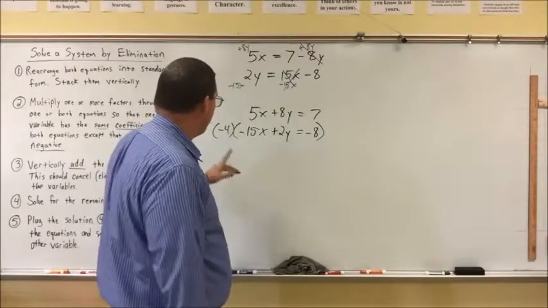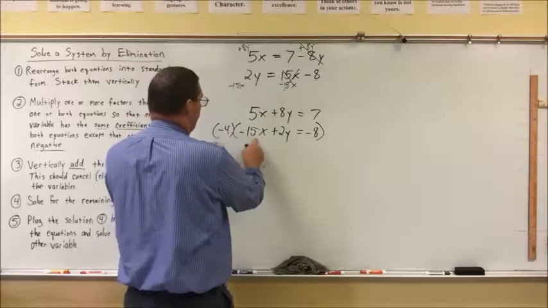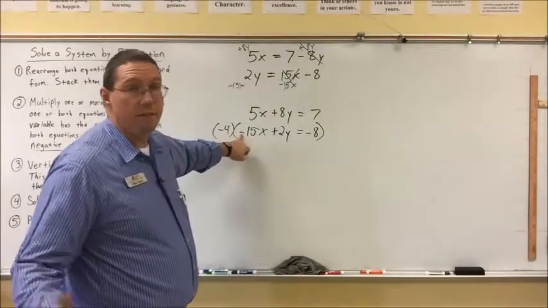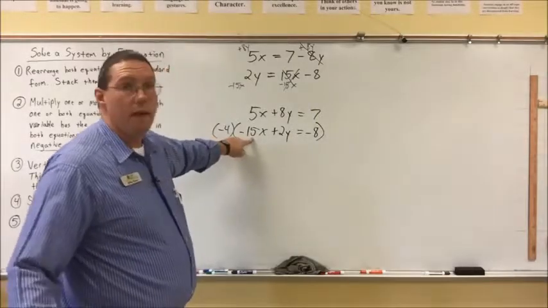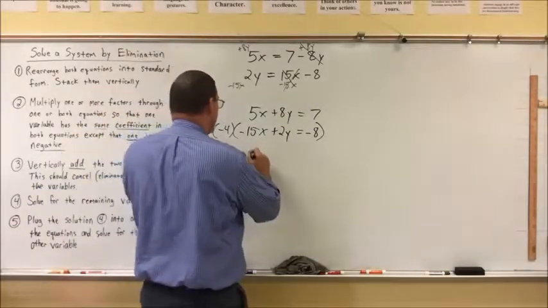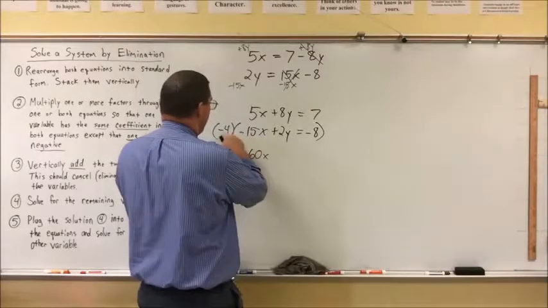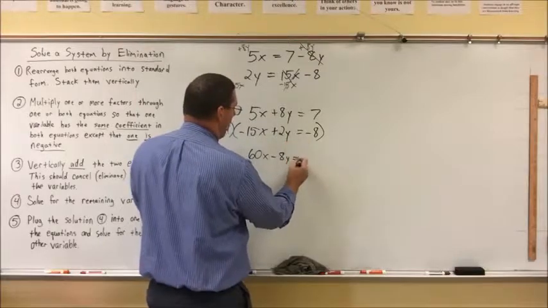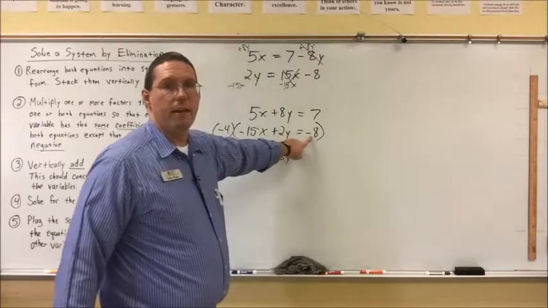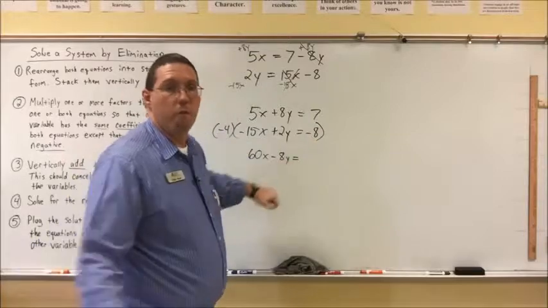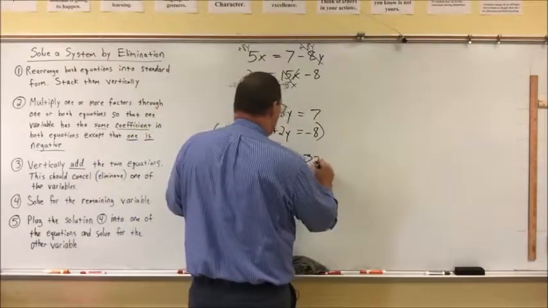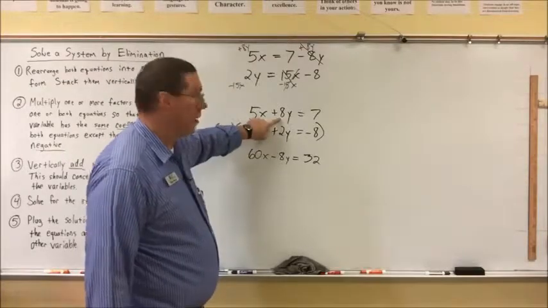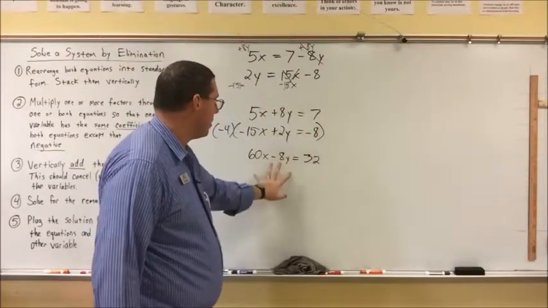And so it's going to become negative 4 times negative 15. If you have to do that in a calculator, that's fine. But it's a negative times a negative, that's a positive, and 4 times 15, that's 60. So I'm going to have 60x. Negative 4 times positive 2 is negative 8y. Bring down the equal sign. And negative 4 times negative 8, negative times a negative is a positive, so 4 times 8 is 32. Now, I don't have to change the top one because I already have a negative 8 here and a positive 8 here. So all I'm going to do with this equation is carry it down.